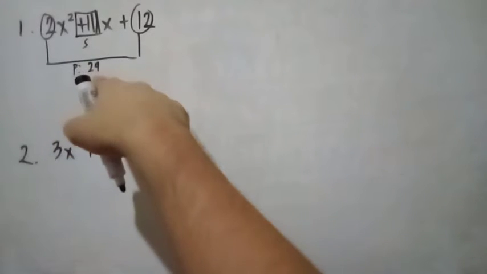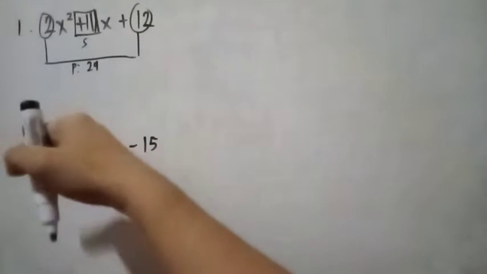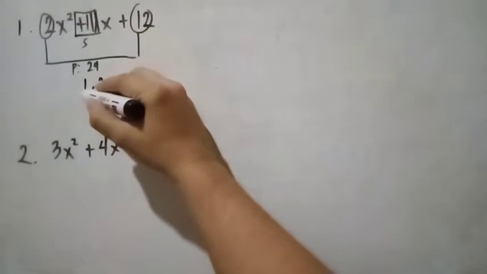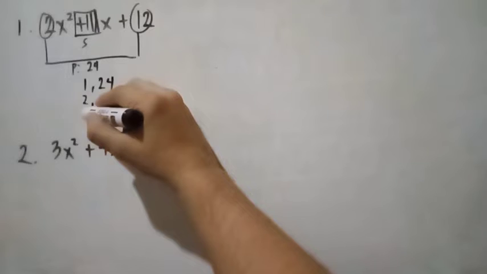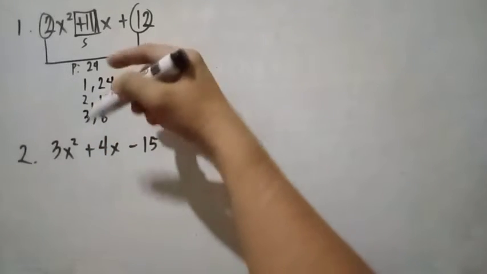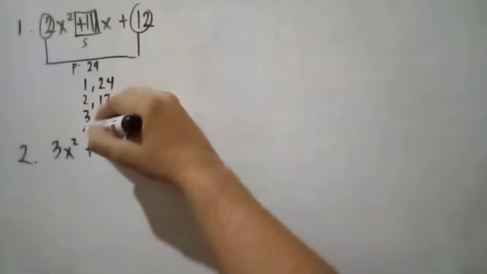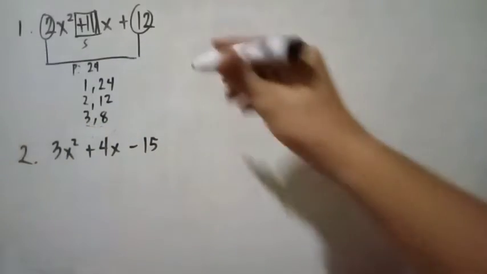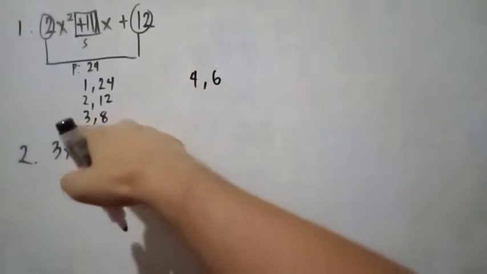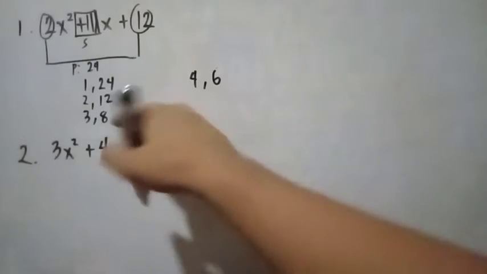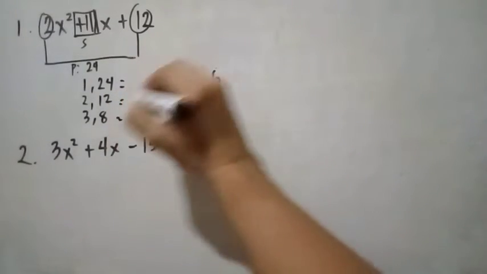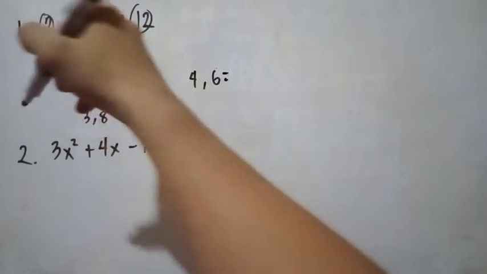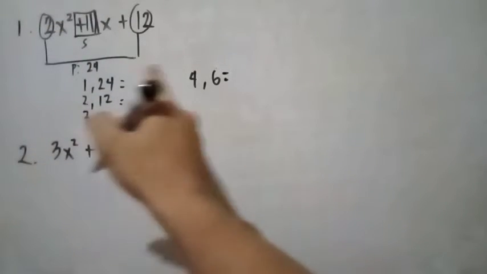So, umpisa tayo sa 24. Tapos, kunin natin yung factors doon. So, we have 1 and 24. Tapos, 2 and 12. 3 and 8. So, 4 and 6. Ayan. Dito natin ilagay 4 and 6, para hindi masyado siksikan. Alright. Tapos, kunin na natin yung sum. By the way, positive yung sum, no? So, positive parehas yan. Okay?